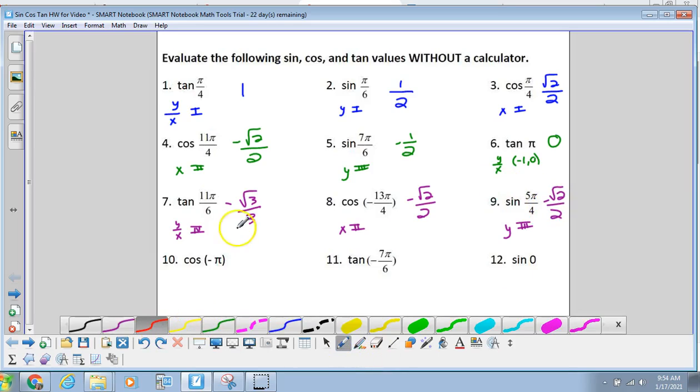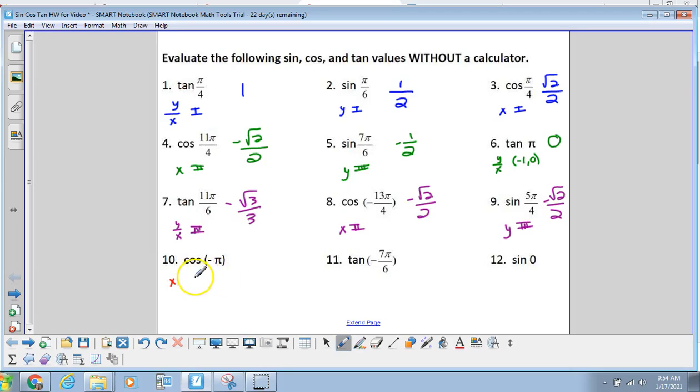Number 10, the cosine of negative pi. Cosine is our x value, and negative pi is coterminal with pi. Remember those coordinates are negative 1, 0, so our cosine is negative 1. Number 11, tangent, that is our y over x value. Negative 7 pi over 6 is in the second quadrant, and that value for our pi over 6 family, second quadrant, will be a negative root 3 over 3.